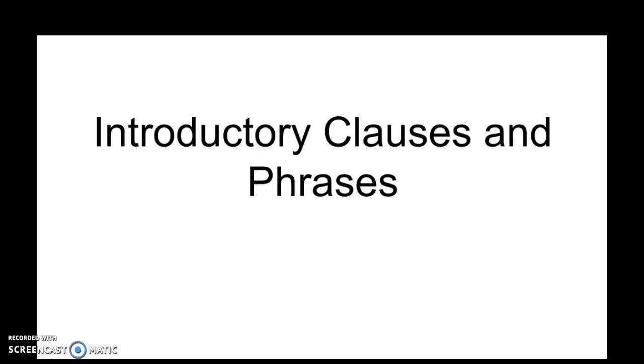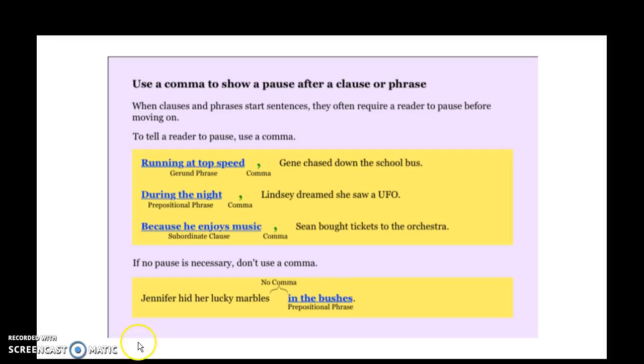So first thing we're going to talk about is introductory clauses and phrases, and I think you're going to find this somewhat the same as what we did when we had independent and dependent clauses. So, use a comma to show a pause after a clause or phrase. Running at top speed. Can that stand on its own? No, it can't. So you need to have a comma there, okay? Running at top speed, comma, Jean chased down the school bus. During the night, comma, Lindsay dreamed she saw a UFO. Can it stand on its own? No. Because he enjoys music, comma, Sean bought tickets to the orchestra.